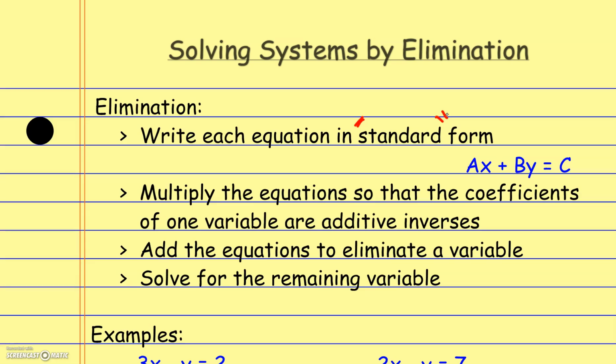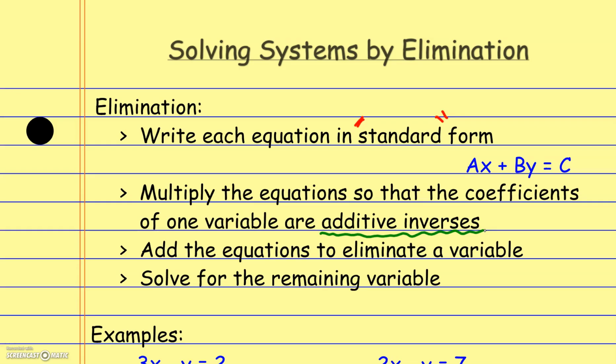Then we're going to multiply the equations so that the coefficients of one of our variables become additive inverses. That word, additive inverses, essentially means two numbers that when added together equal 0. Like -5 and +5, or -3 and +3, or +10 and -10, or +7 and -7. So we're either going to multiply one or both equations by something so that we get those kind of values in front of either x or y.